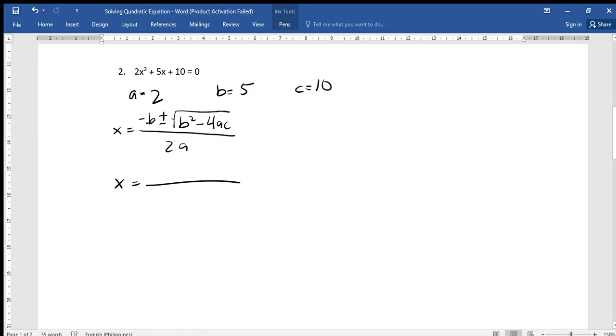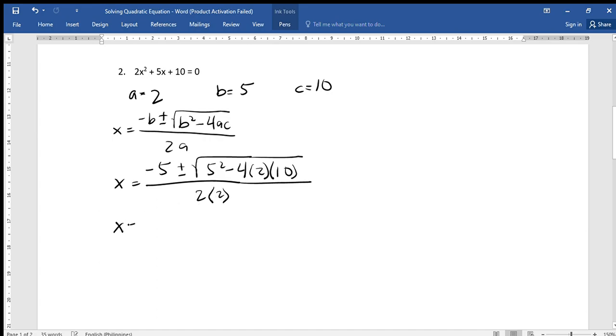Yung b natin is 5. So negative 5 plus minus square root of 5 squared minus 4. Yung A natin is 2. Okay? Tapos yung C natin is 10. So, move lang natin para hindi maulanan. Tapos, let's go with the all over 2A. Yung A natin is 2 din. So, 2 times 2. Okay?